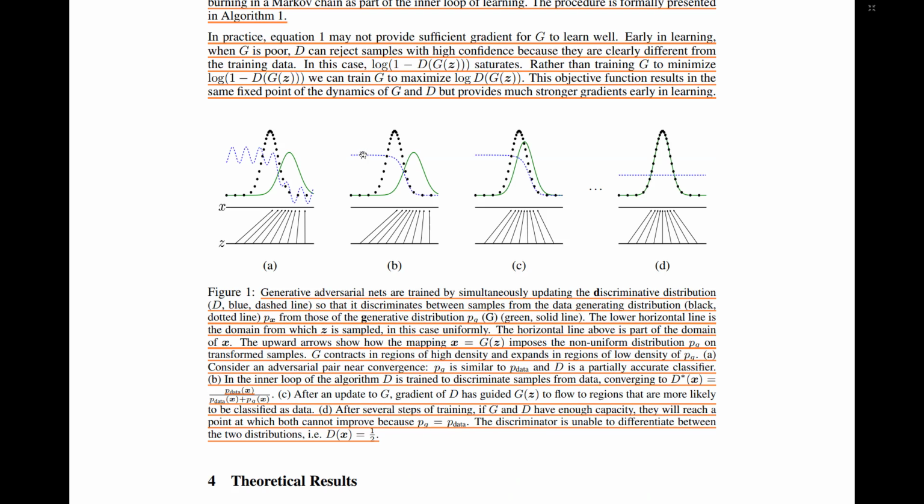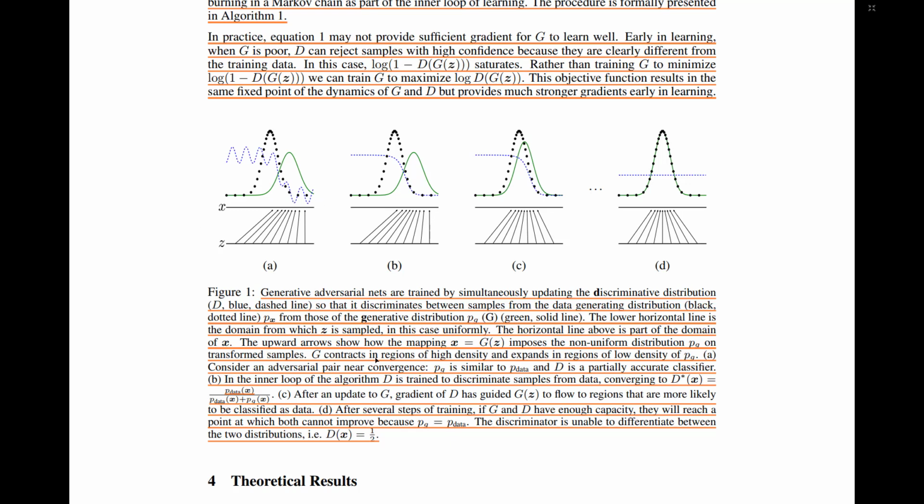Now, if we look at this figure 1, we have the generative adversarial nets, which have been trained by simultaneously updating the discriminator distribution, which is in blue, so that it discriminates samples from the data generating distribution that's in black. So here we have the real data, and with this blue, we see clearly that most values from the real data are considered to be ones, while most values from this green, that's the generated data, are considered to be zeros. So we have this high with the blue and then the low with the blue.